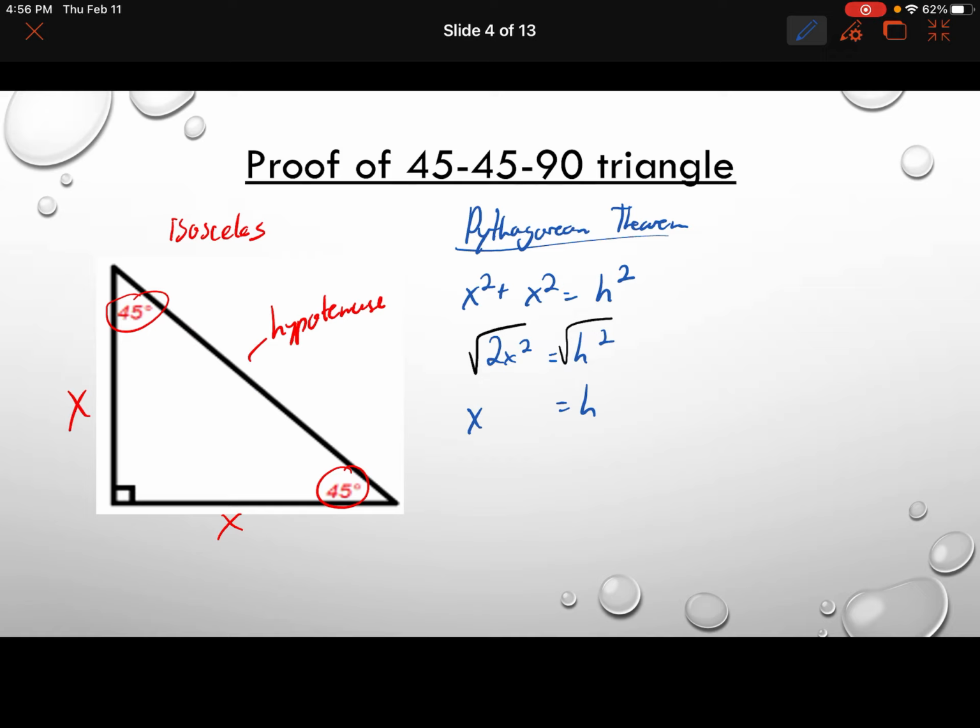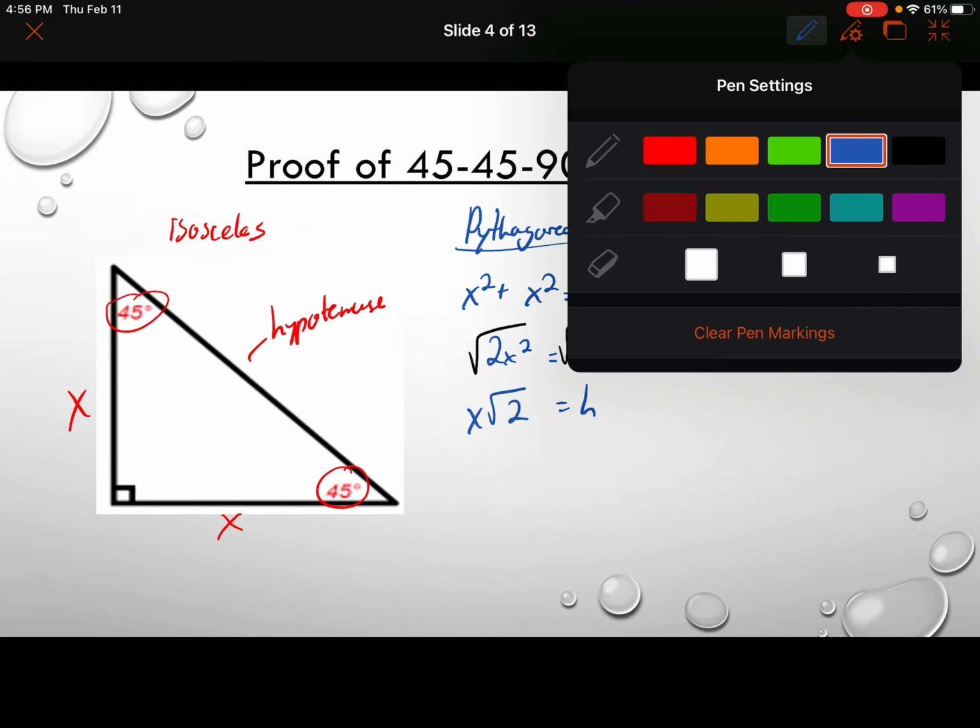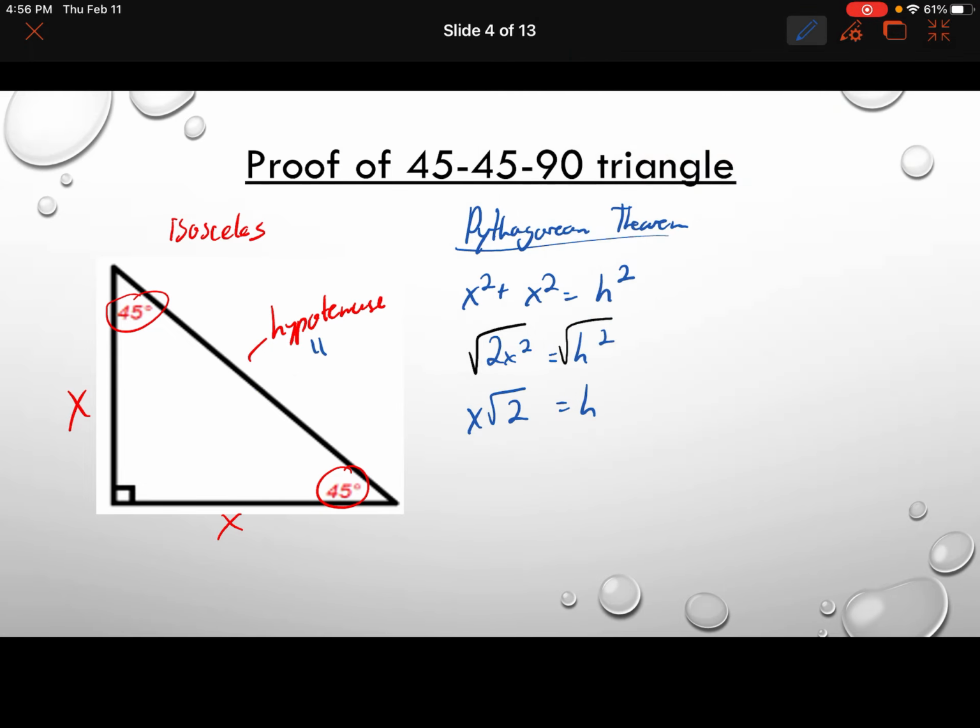Now we're left with the square root of 2. Well, the square root of 2 is just the square root of 2. There isn't really any special thing to it. So there we go. We have just discovered that the hypotenuse of this triangle is equal to x times the square root of 2.